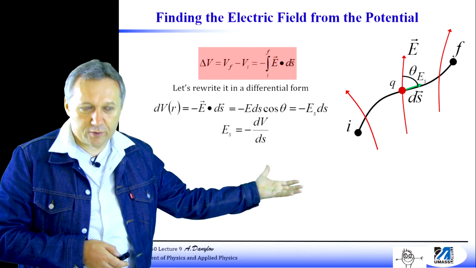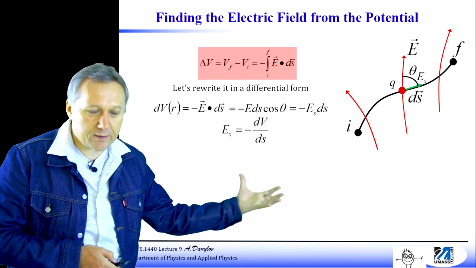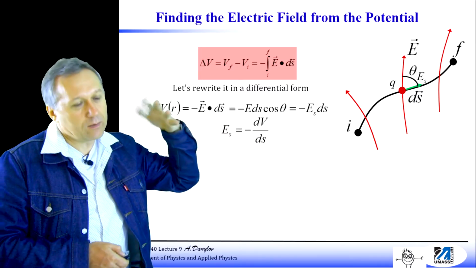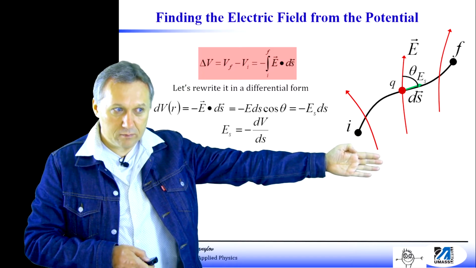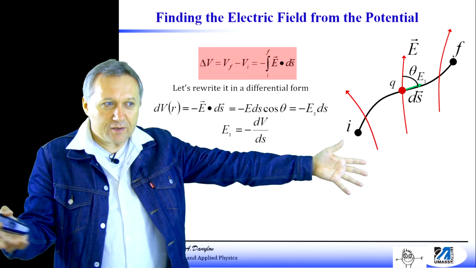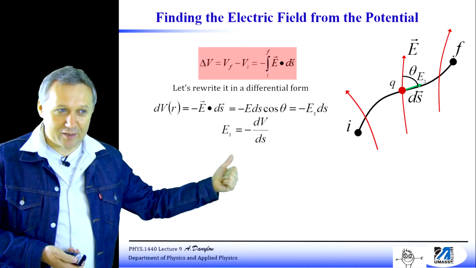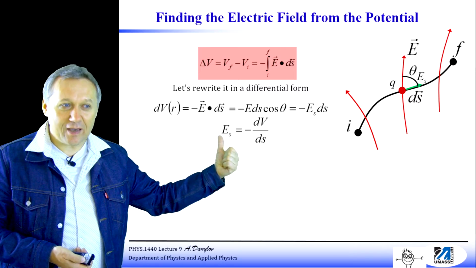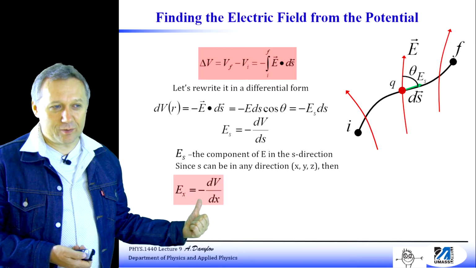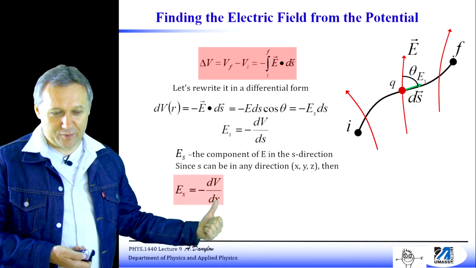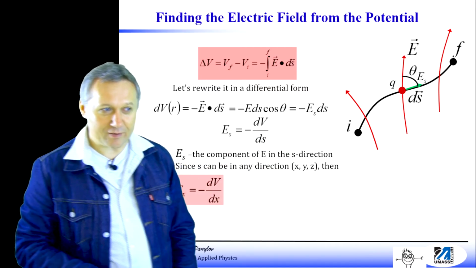So since S can be any direction, of course I can align the S direction along the X axis, right? X can also be S, since S is an arbitrary direction. So it means that I can write this using X instead of S. So I can write E sub X equals minus dV over dx. Again, since S is arbitrary, I can align it along the X direction.